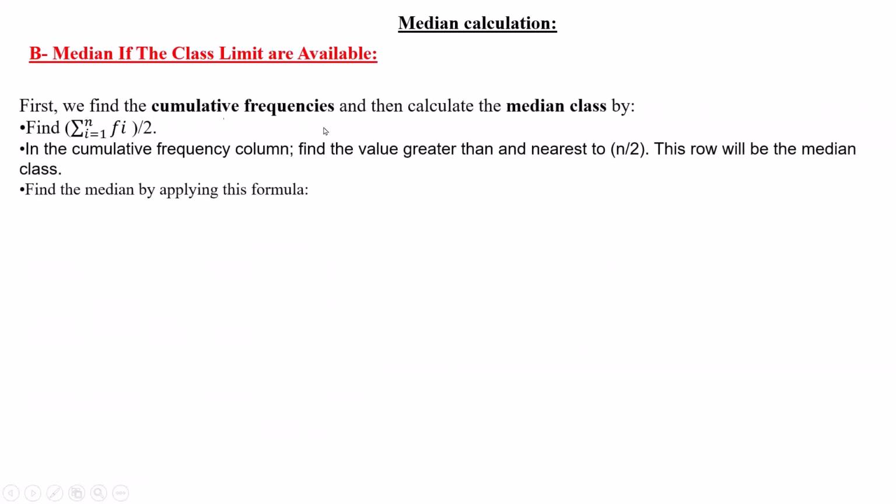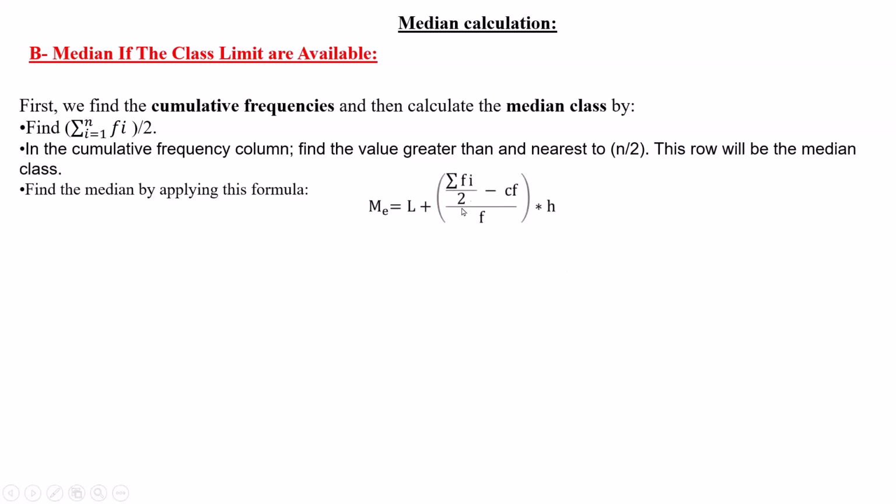Let us solve another example where class limit is available. First, we find cumulative frequency and then calculate the median class by this formula. In the cumulative frequency column, find the value greater than and nearest to n over 2, or summation of frequency over 2. This row will be the median class. Find the median by applying this formula.